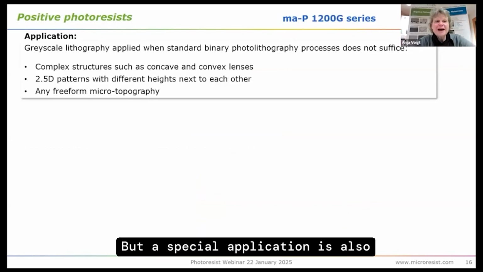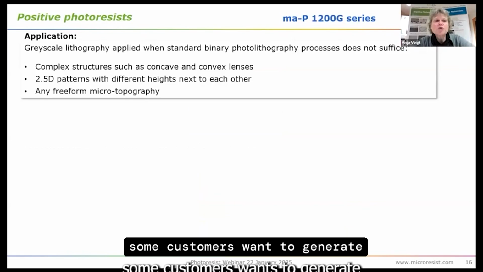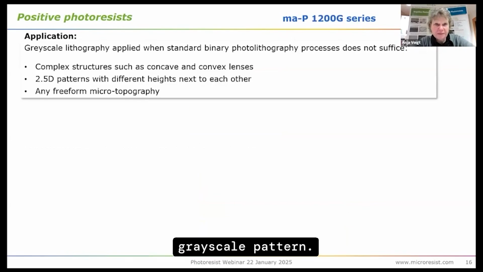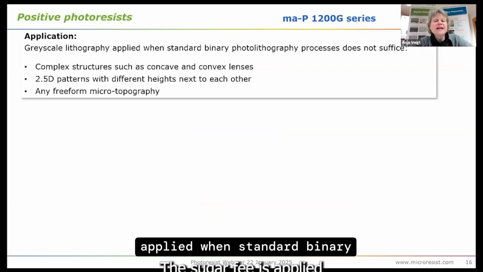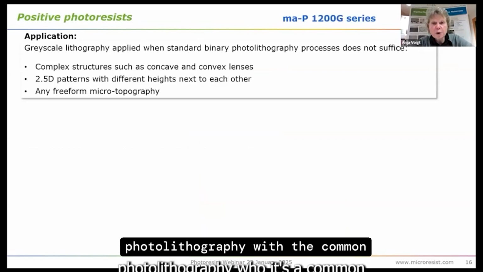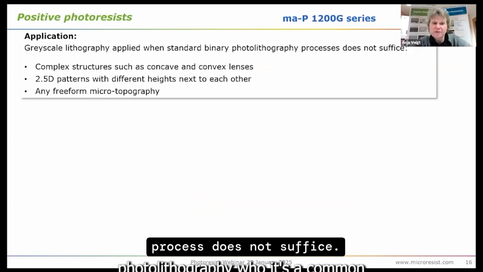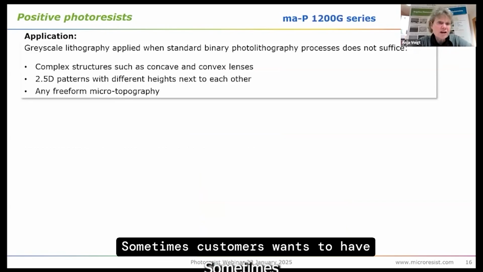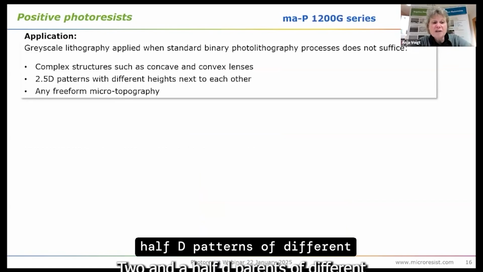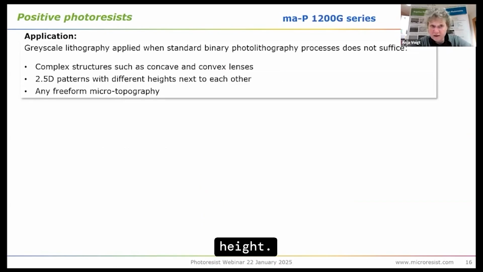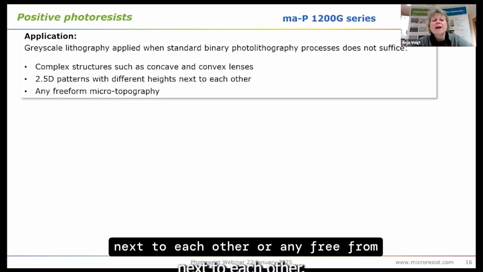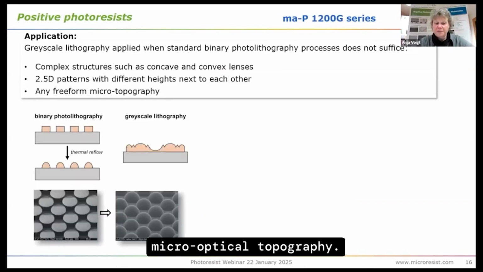But a special application is also that some customers want to generate grayscale patterns. Grayscale lithography is applied when standard binary photolithography with the common process does not suffice. Sometimes customers want to have complex structures such as concave or convex lenses, 2.5D patterns of different heights next to each other, or any free-form micro-optical topography.